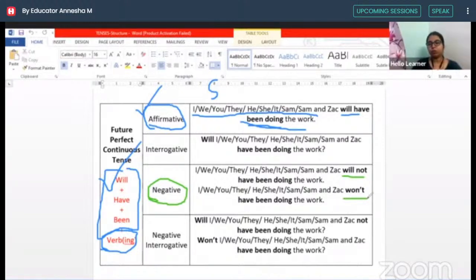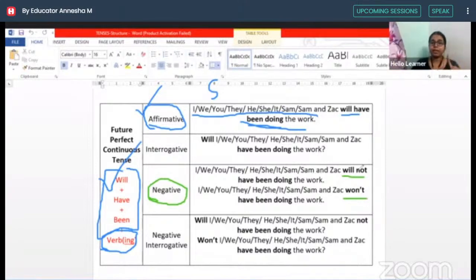अब will not का हम contraction भी बना सकते हैं. We can make a contraction out of it. We can say I won't be going to the party. They won't be coming to the ball. She won't be doing her work. He won't be singing in the choir. So on and so forth. Okay.